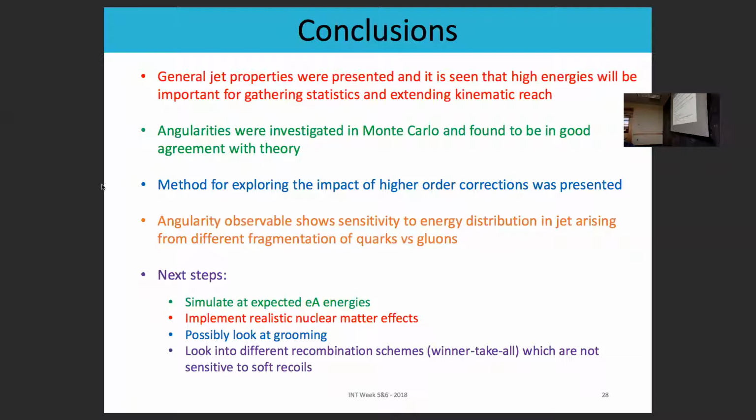The next steps, obviously, are to do this all again at expected EIC energies. We actually want to run this through some model of the cold nuclear matter. We can look at things like grooming. We can also look at different recombination schemes, which aren't sensitive to the soft recoils. And doing some comparisons with STAR data might be interesting as well for quantifying things like underlying event and such. So that's what I got.